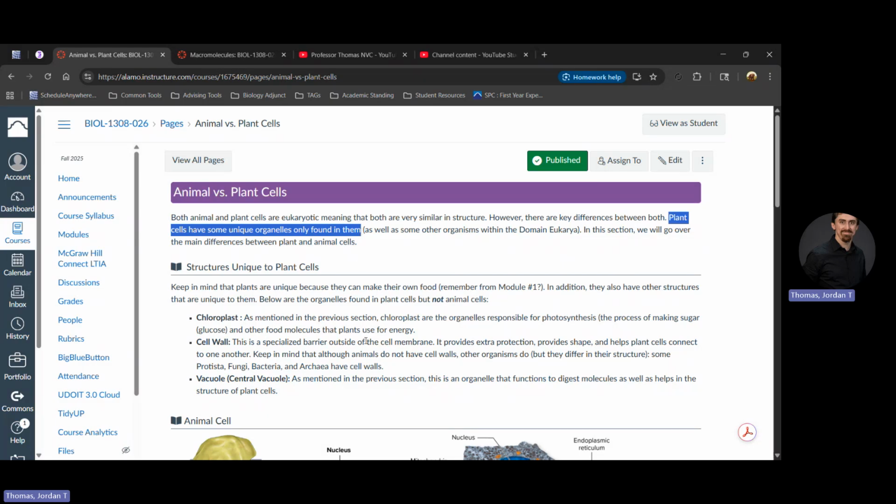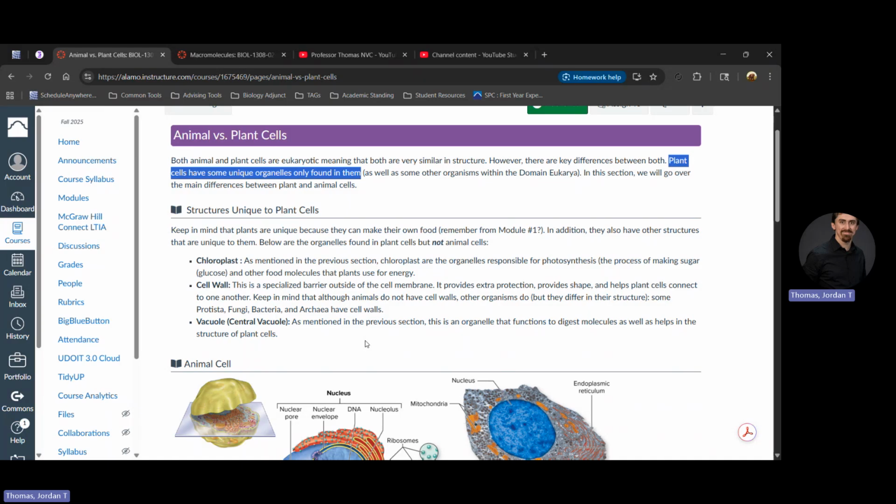One thing to keep in mind as we're thinking about these organelles is that plants can make their own food. They're autotrophic. They do this through a process called photosynthesis, which is taking the sunlight and carbon dioxide and making sugars. This is a process we're going to go more in depth with in a future unit. For now, we need to know the organelle that does this, which is the chloroplast. The chloroplast is an organelle that is responsible for photosynthesis, the process of making sugars like glucose and other food molecules.